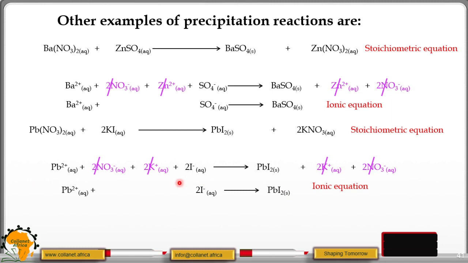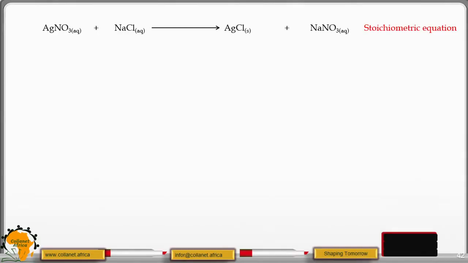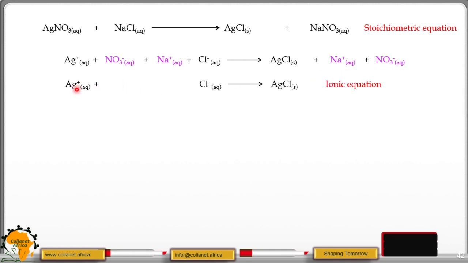Lead ions plus the iodide ions to give us lead iodide. And we have the nitrate. So these are the spectator ions. Silver nitrate, the nitrates. Then we have sodium ions and the chloride ions. So you can see we have silver chloride solid. If you look at this side, we have the nitrate and the sodium ions, and also on the other side we have the sodium ions and the nitrate ions, which are spectator ions, so they are cancelled out. So you get that as our ionic equation.